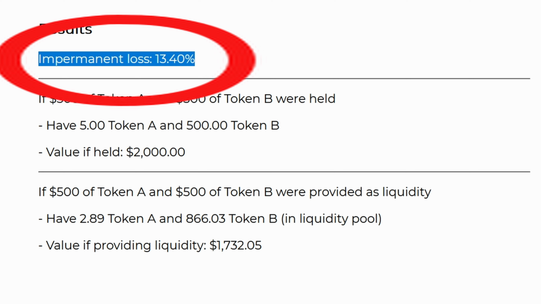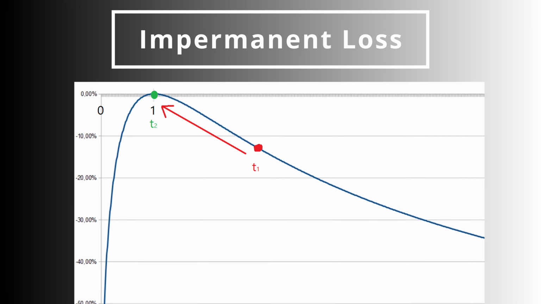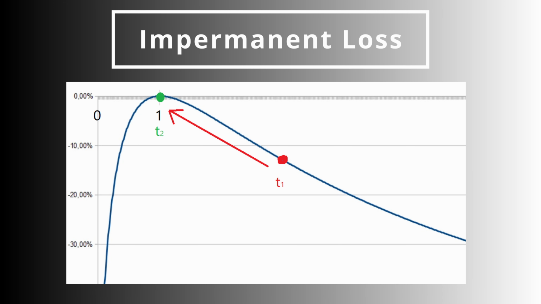The loss is called impermanent since the tokens of the pool could return to their original price relative to one another in the future. However, in reality, this is very improbable, and liquidity providers will most of the time end up incurring significant losses that remain once they withdraw the liquidity from the pool. Once you withdraw the money from the pool, the impermanent loss will become permanent.